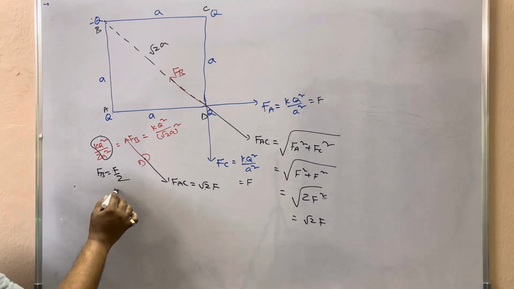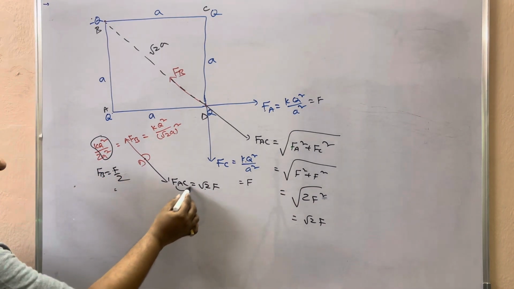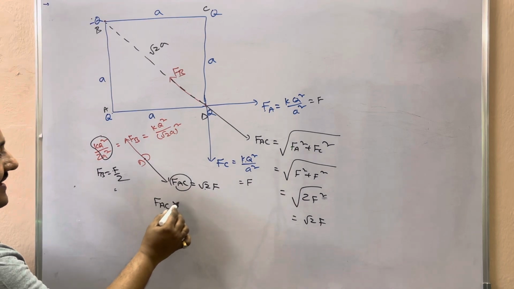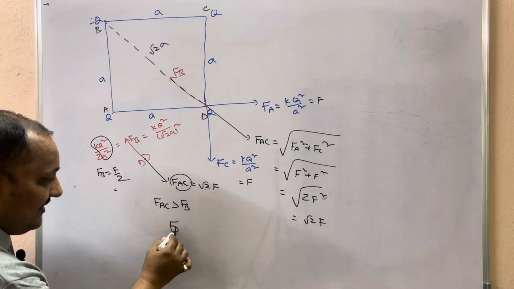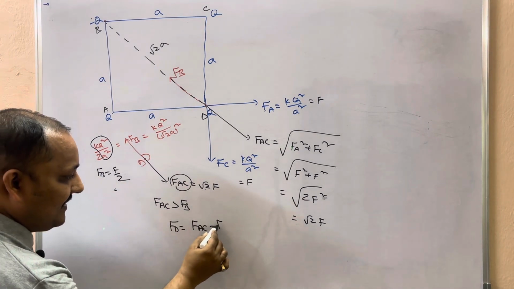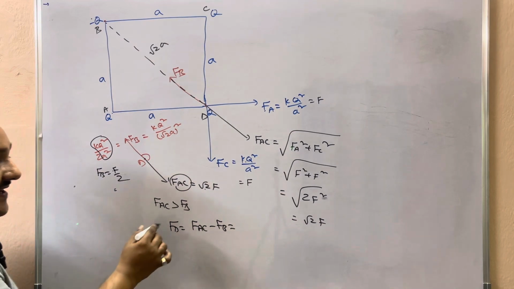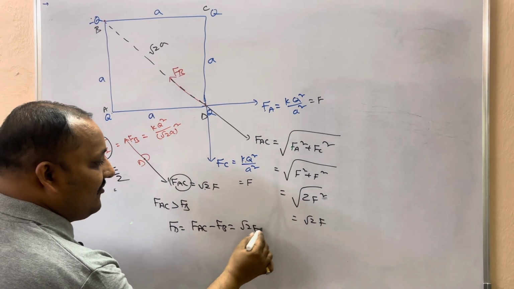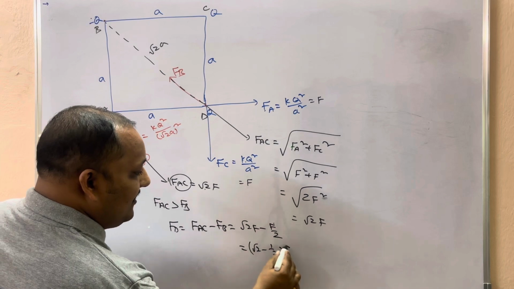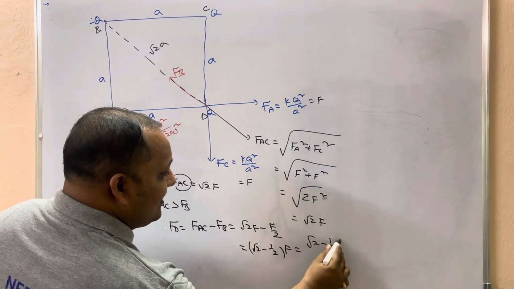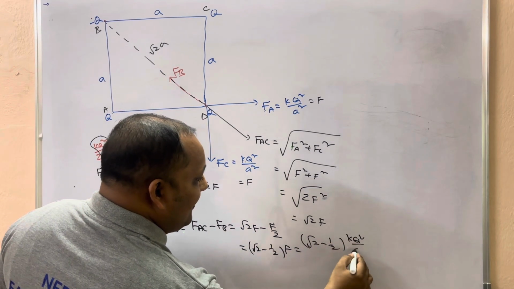This is 1 by 2, which means 0.5. Therefore, FAC is greater than FB. Isn't it? Now FAC is more, therefore the resultant force is FAC minus FB. What is FAC? Root 2 F minus F by 2. So it is root 2 minus 1 by 2, into F, root 2 minus 1 by 2 into kq square by a square.